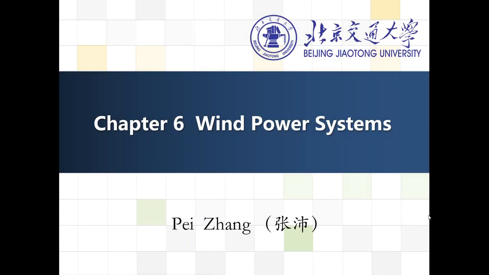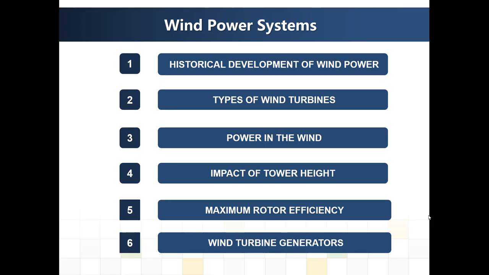Today we're going to start chapter 6, Wind Power Systems. In this chapter, we have 12 sections. Section 1 talks about the historical development of wind power. Section 2, types of wind turbines.